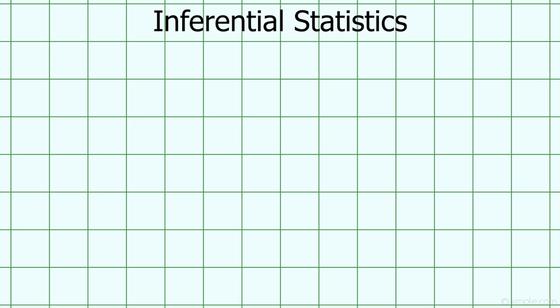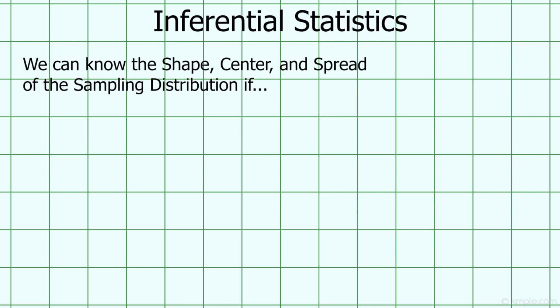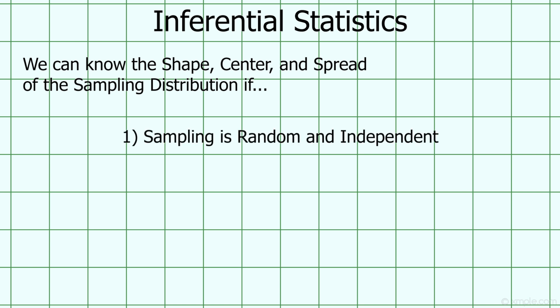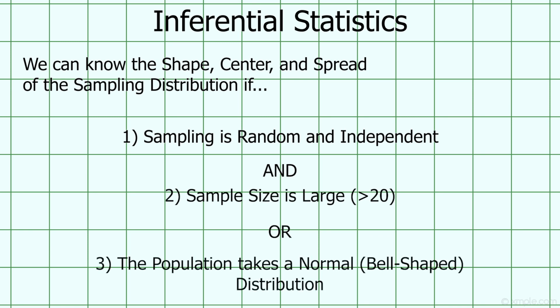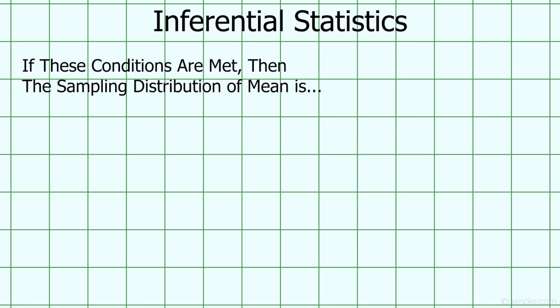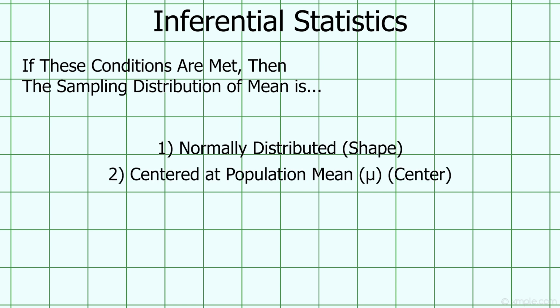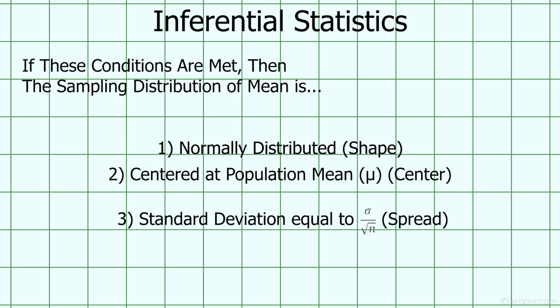Okay, what does this have to do with inferential statistics? Well, it turns out that we can know the shape, center, and spread of a sampling distribution of means so long as a few conditions are met. If we have random and independent sampling, plus either a large sample size or a normally distributed population, then we can know that the sampling distribution of means is normally distributed, or bell-shaped, centered at the population mean, and has a standard deviation equal to the population standard deviation divided by the square root of the sample size. This standard deviation of the sampling distribution is called the standard error. This is called the central limit theorem, and it's beautiful.